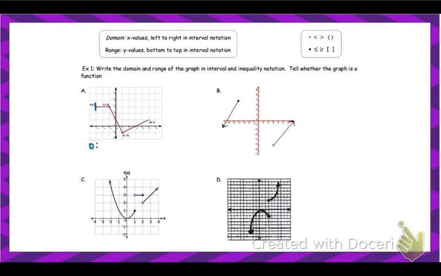Domain again is left to right. So our farthest left x value is -3. It is touching that point, so it's an or equal to. Then the farthest right x value is 5.